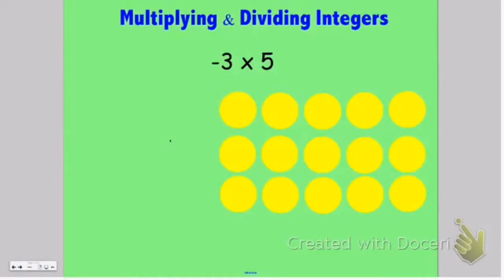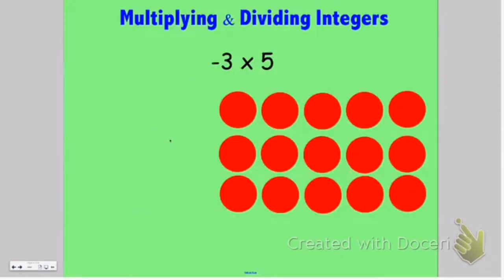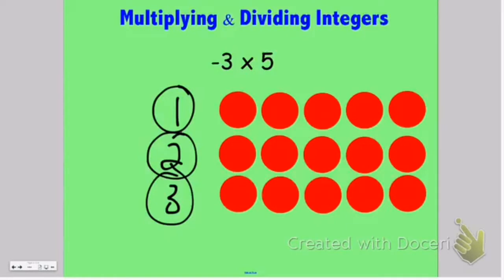So what I've done first is to make, again, 3 groups of just 5, and again the yellows represent positive. But then because this says it is the opposite of 3 groups of 5, I'm going to go ahead and change these all to negative. So again, here I still have 3 groups of 5, but it is the opposite of those 3 groups of 5, which gives me a -15.